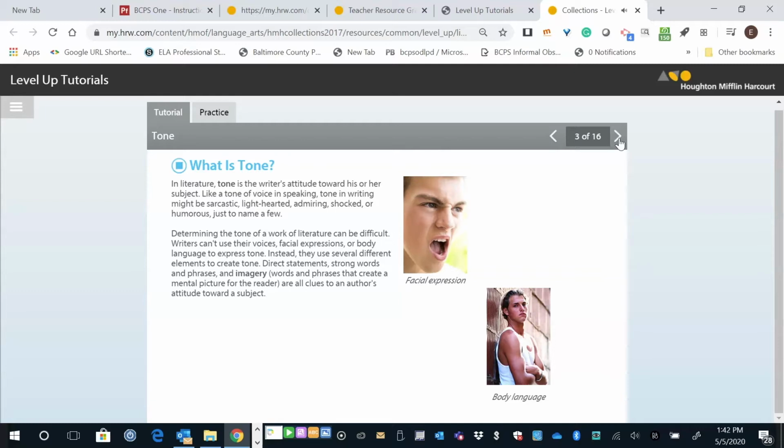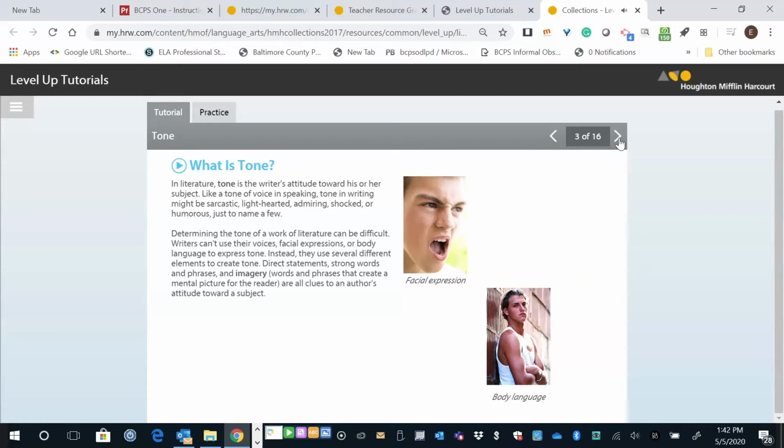Writers can't use their voices, facial expressions, or body language to express tone. Instead, they use several different elements to create tone. Direct statements, strong words and phrases, and imagery, words and phrases that create a mental picture for the reader, are all clues to an author's attitude toward a subject.